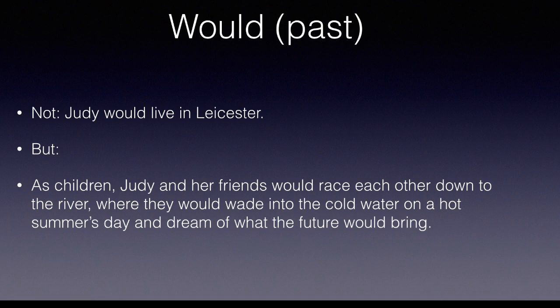So we have my example. As children, Judy and her friends would race each other down to the river, where they would wade into the cold water on a hot summer's day and dream of what the future would bring. Notice the last use there of what the future would bring. That's not this kind of would. But we do have Judy and her friends would race each other and they would wade into the water. There we could also say they used to race each other and they used to wade into the cold water.